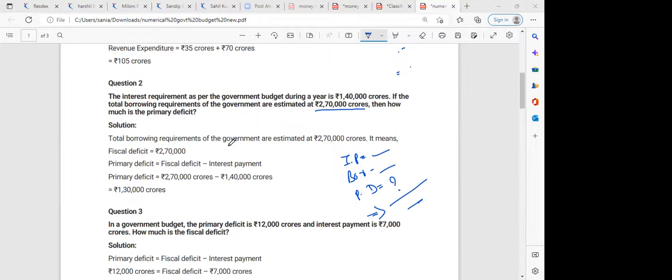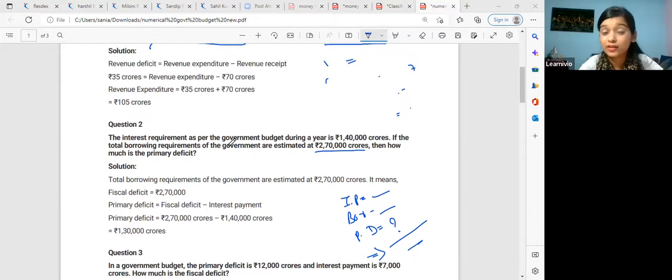Okay. Good. I hope everyone is getting it right. The numerical portion, don't feel that they are the toughest ones. They are the easiest and the scoring ones. You don't have to write anything. You just have to write the entries and solve it. The plus and subtraction should be there.